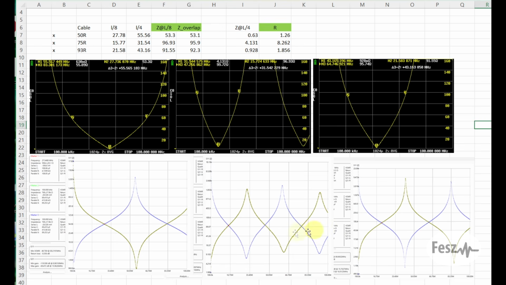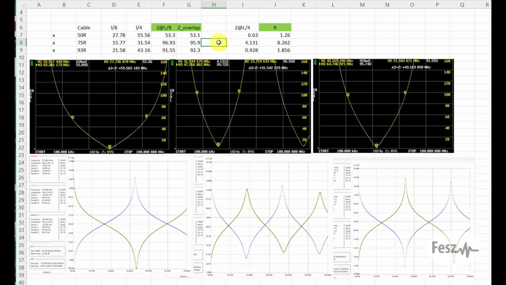Now, the second method was the overlapping method. So here, I simply made the open and short-circuited measurements, and then overlapped the two in the VNA Saver program, and took the value from where the two graphs intersect. So with the initial method, I got the results on column F, and with the overlap method, I got the results on column G. So in both cases, we are getting more or less the same values.